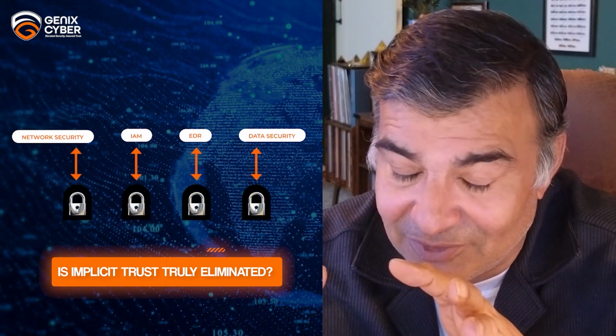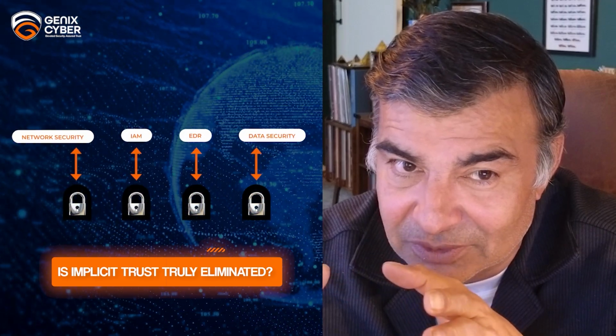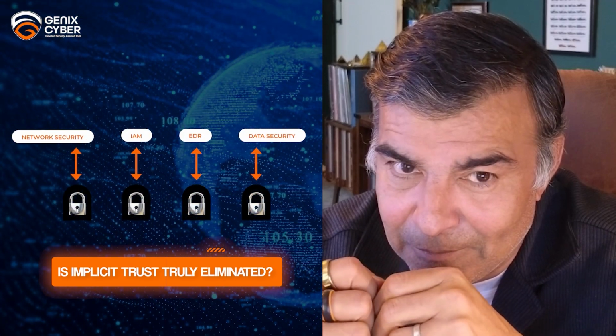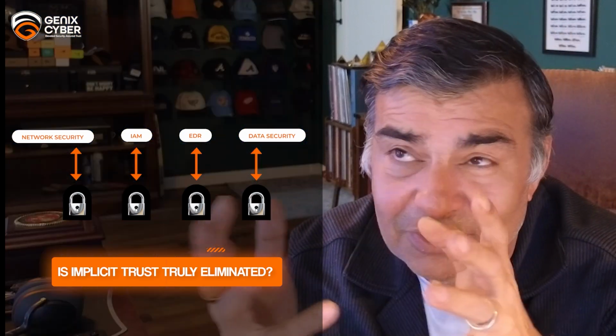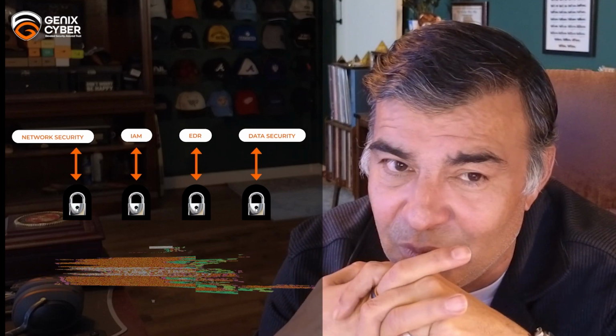Just because a security solution enforces strict policies and guidelines in its area of concentration, it doesn't automatically mean that implicit trust is eliminated across the entire organization. But if you look closely, you'll notice that organizations are still enforcing these stricter controls on individual layers, but they might not be addressing the bigger picture. And we'll talk a little bit more about the bigger picture in this episode.